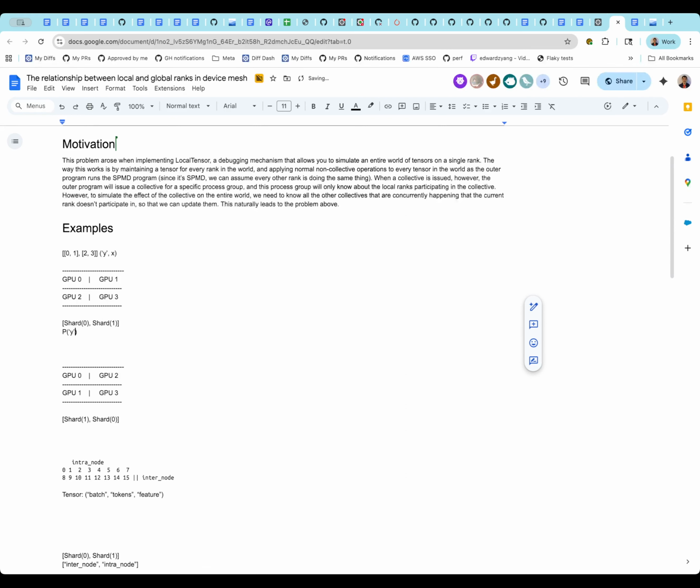Shard on y and shard on x. And this one is shard on x, shard on y. I apologize if it looks reversed to people.